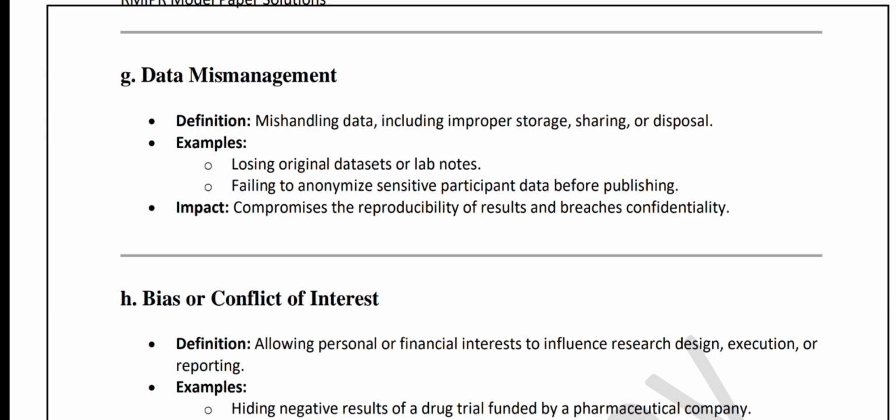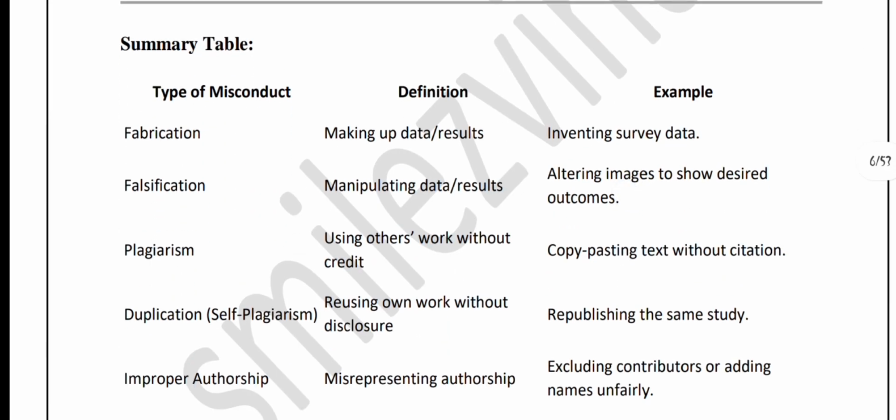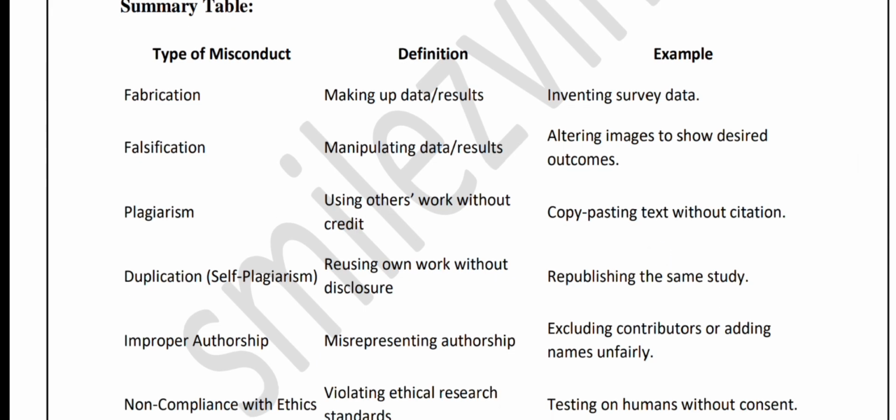Impact: it compromises the reproducibility of results and breaches confidentiality. Bias and conflicts of interest can influence this. Fabrication means making up data or results, for example inventing survey data. Falsification means manipulating data. Making up data means there is no real data; we are just making data from other results. Manipulating data means the full information is manipulated, for example altering images to show desired outcomes.